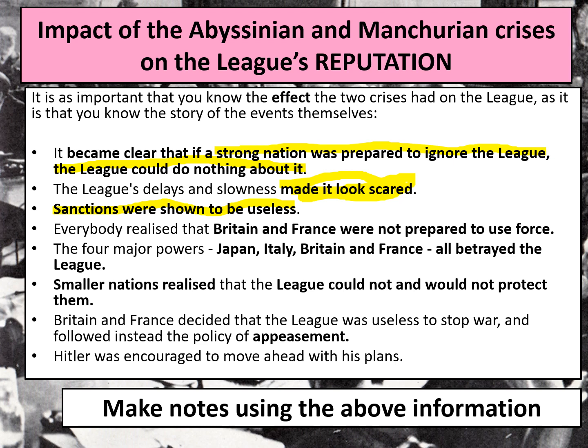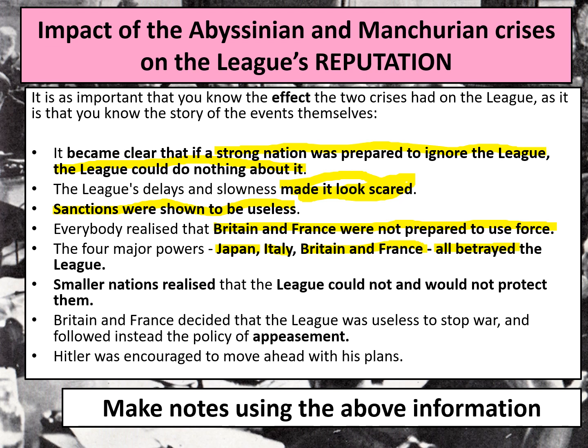because of the Great Depression and lack of commitment, they didn't work. Everybody by this point realised that Britain and France weren't really committed to the League. They were not prepared to use their armed forces in order to support and uphold the reputation of the League of Nations. By the end of 1936, Japan, Italy, and Britain and France had all betrayed the League of Nations.